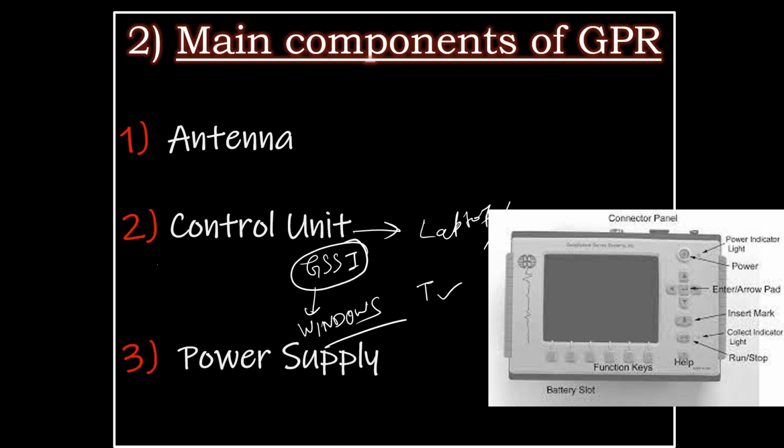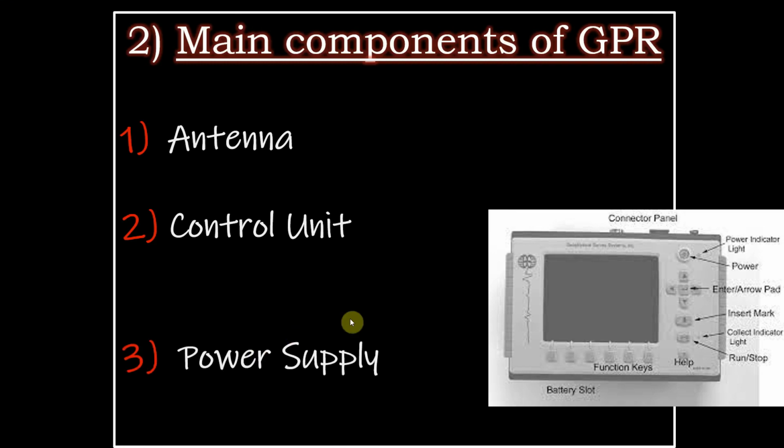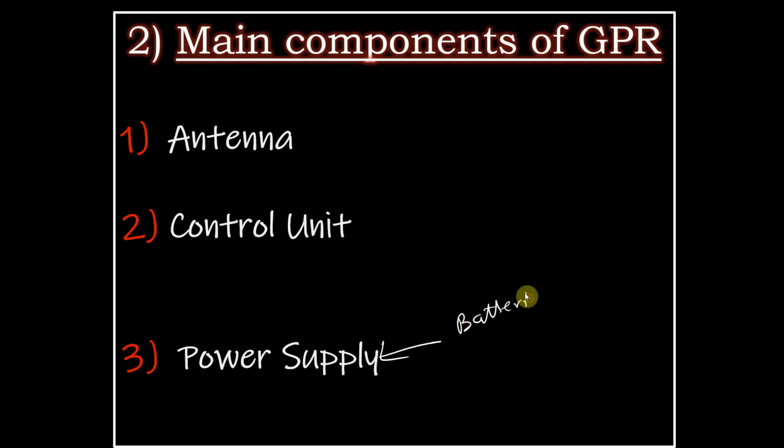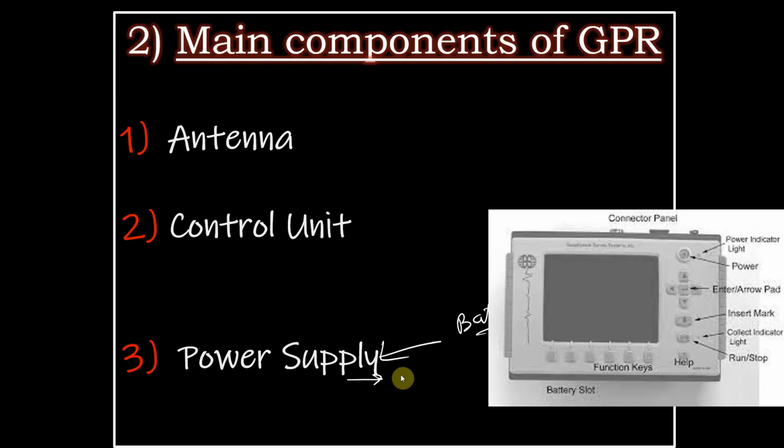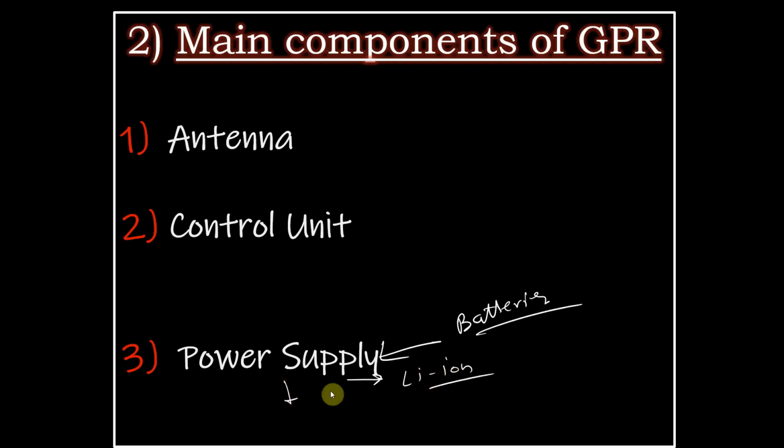Now the third most important point here is the power supply. As for power supply, we will have some batteries. If you are using a laptop, then laptop batteries, you know about those lithium ion batteries. The control unit I have used for the GSSI, and most of the sophisticated instruments you will find, have lithium ion batteries. Just like any smartphone batteries, just like any old mobile batteries. So these batteries will be lithium ion batteries.